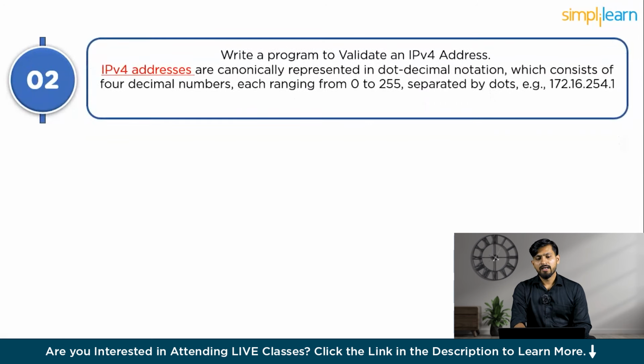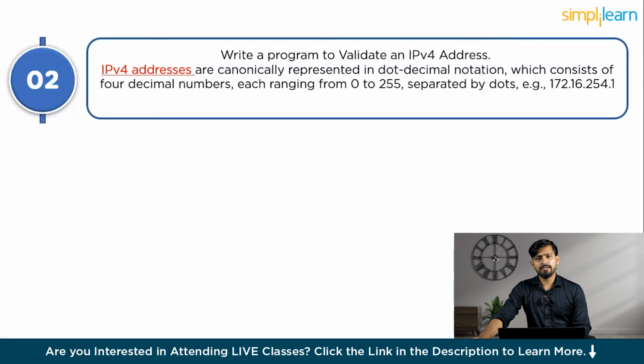So the program is to write a program to validate an IP address. I have given a definition according to Wikipedia that IPv4 addresses are canonically represented in dot decimal notation, which consists of 4 decimal numbers, each ranging from 0 to 255, separated by dots, something like 172.16.254.1.